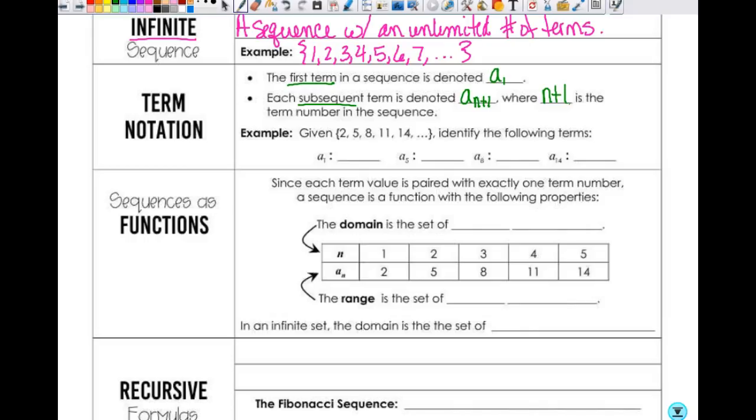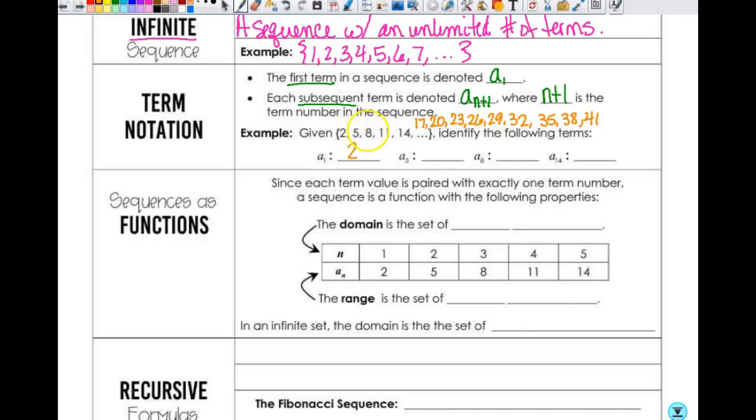Okay, so here's an example. We are given 2, 5, 8, 11, and 14. We want to identify the following terms. So the first thing, since we're going to have to go all the way to 14, we only have 1, 2, 3, 4, 5 terms, so we need to get the rest of what we need. We need to identify what's happening. We're adding 3 each time, so to continue this would be 17, and then 20, and then 23, 26, 29, 32, 35, 38, 41.